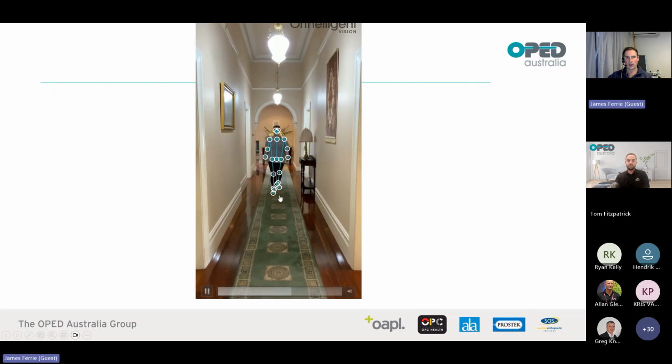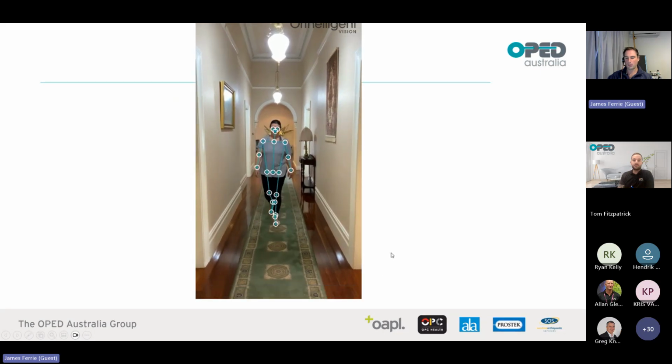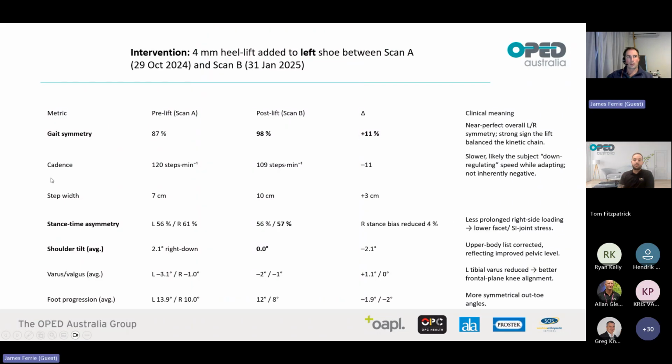So Orthelligent puts these markers, and you can even see here this drop. If you look at her gait, you can see the shoulder and the hips dropping to that left side. So basically that pre-scan, that first scan, which is based on that video there, her gait asymmetry is again quite low, so 87. We also see differences in that stance time. So the shorter leg, that left side, which is my suspicion that the left side is shorter, just from what she's describing, we have a shorter stance time and an asymmetry between the left and the right. We also see a shoulder drop on that left side.